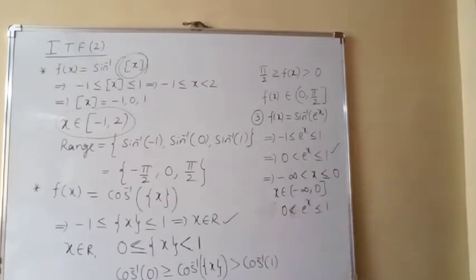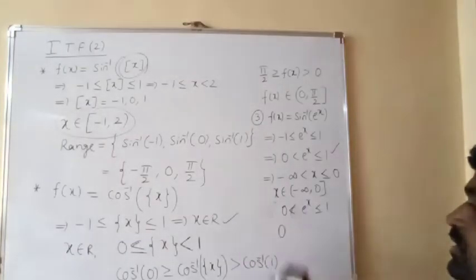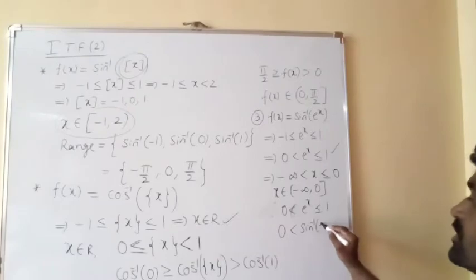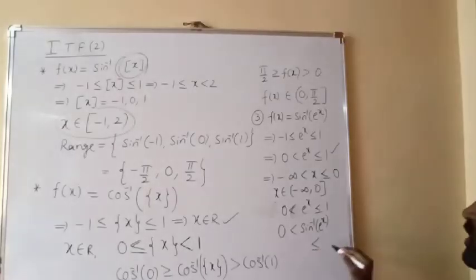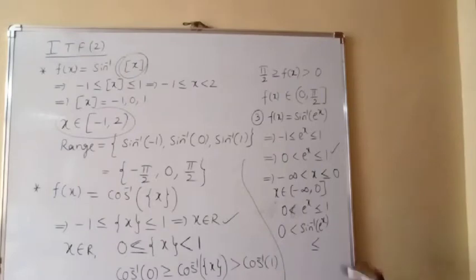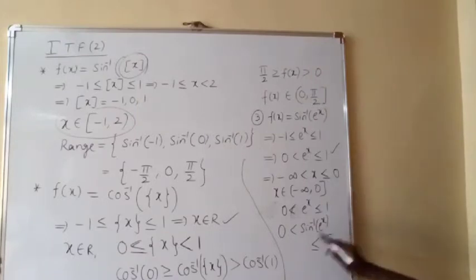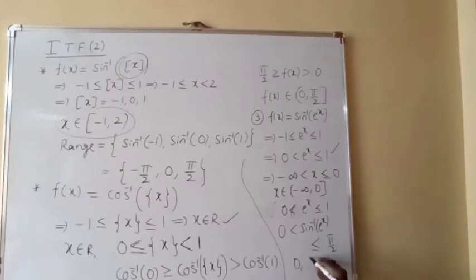Now I am finding the range of sin inverse of e power x. Apply sin inverse: sin inverse 0, which is 0, is less than sin inverse of e power x, which is less than or equal to sin inverse 1, which is pi by 2. So for these values of x, sin inverse e power x takes values from 0 to pi by 2, with pi by 2 included. So what is the range of the function? 0 comma pi by 2, 0 not included but pi by 2 included.